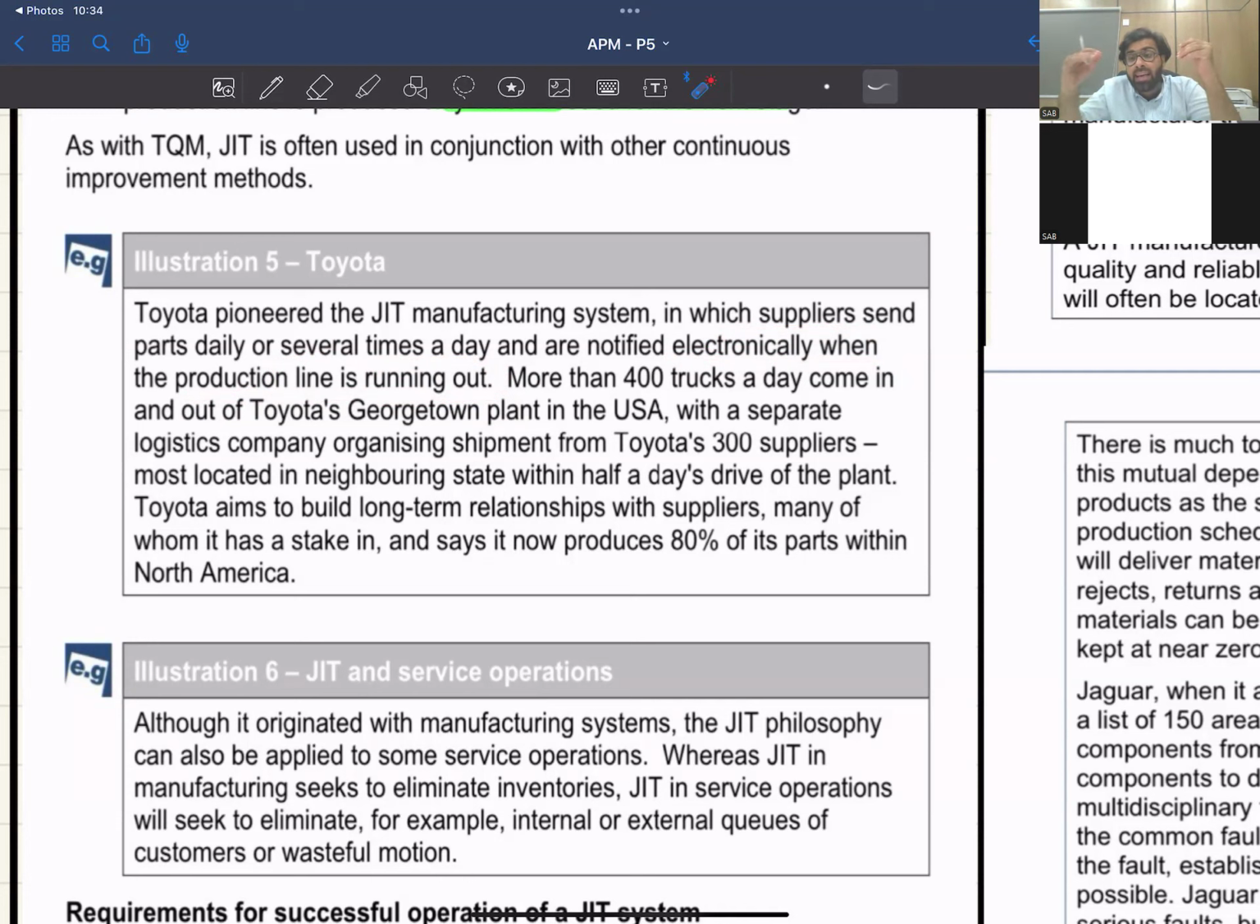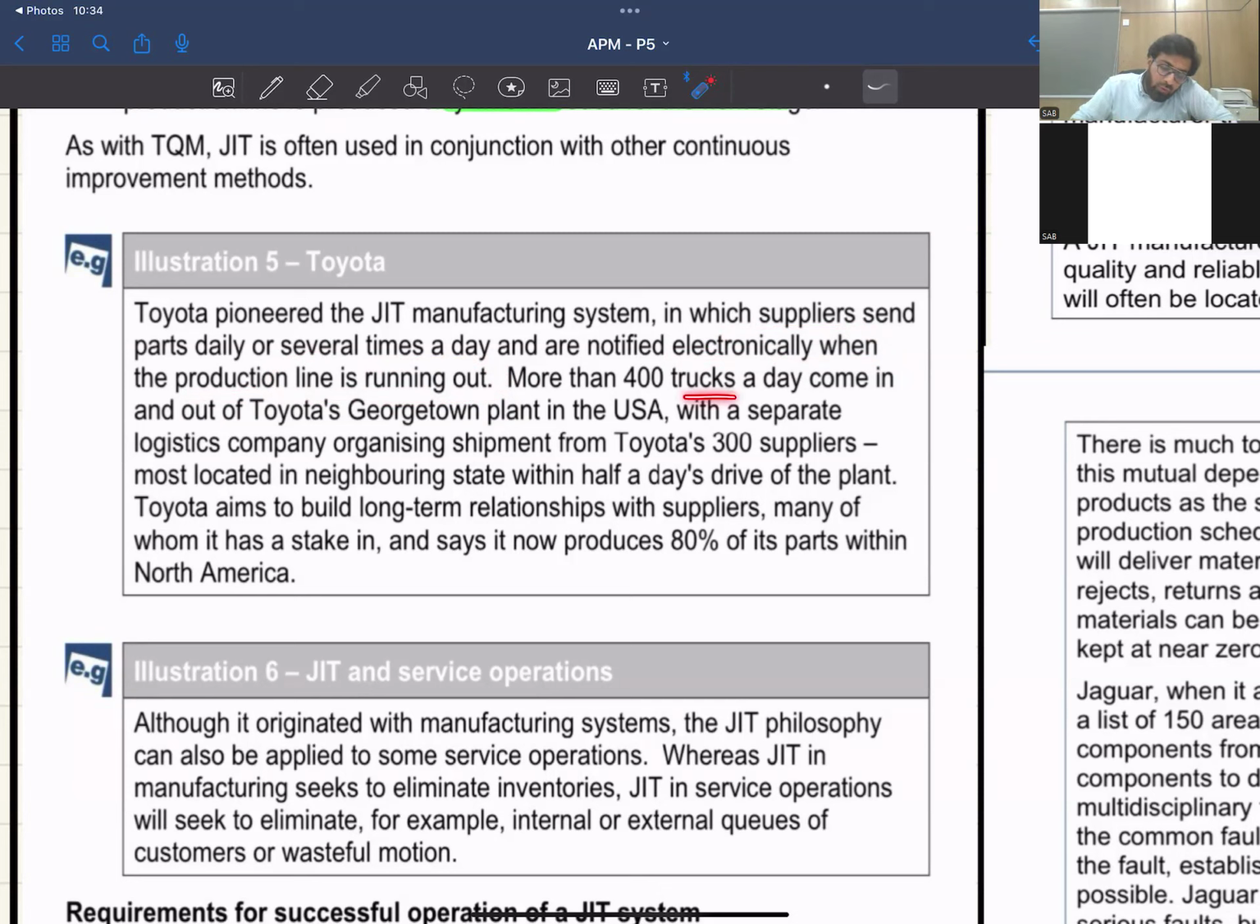And yes, guys, it's done daily and sometimes frequently. So it's been a great thing for Toyota to be following.